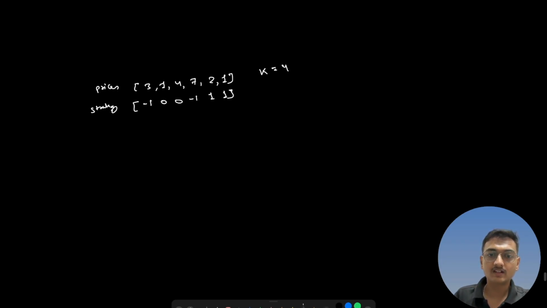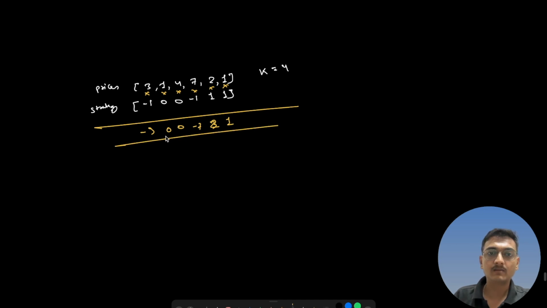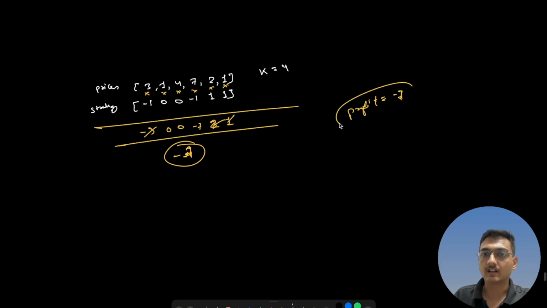What is given to us is basically what we need to do: we just need to multiply these values. If we multiply these values, what answer will we get? -3, 0, 0, and -7, then 2, and then 1. If I just sum it up, this -3 will cancel out this, and I will get -7 as my answer. So this is basically my total profit without using anything.